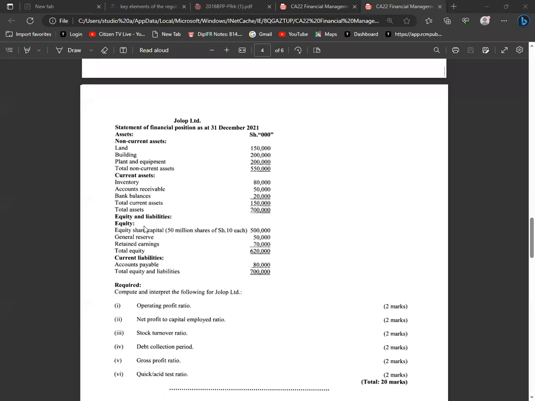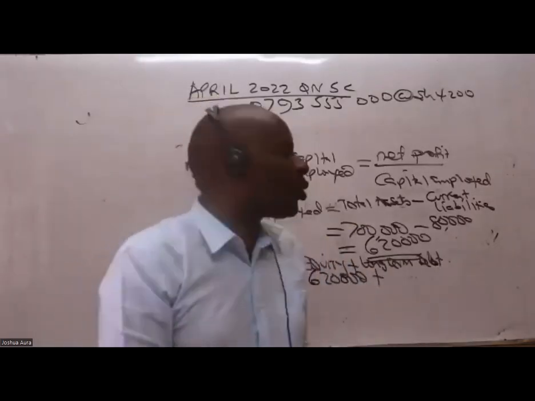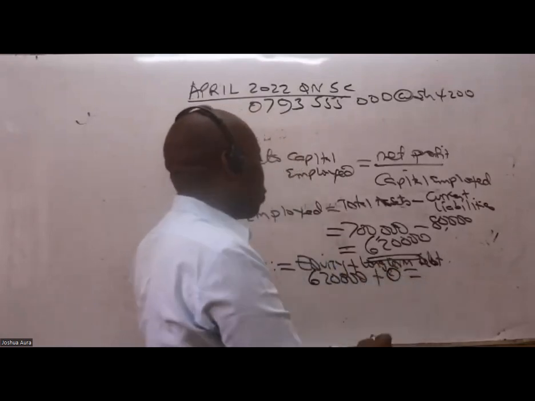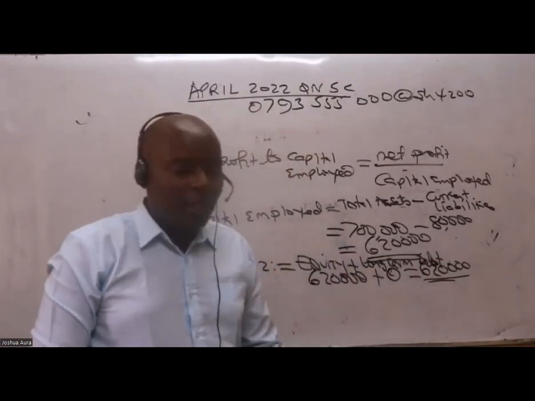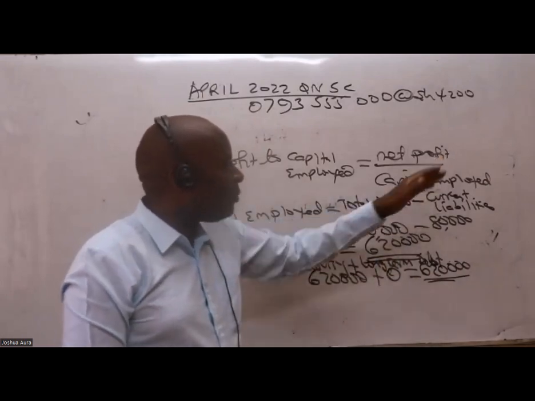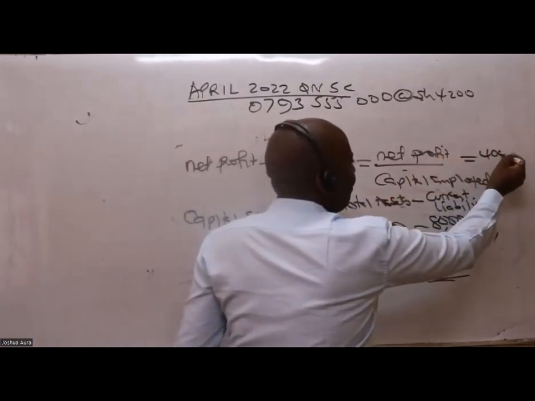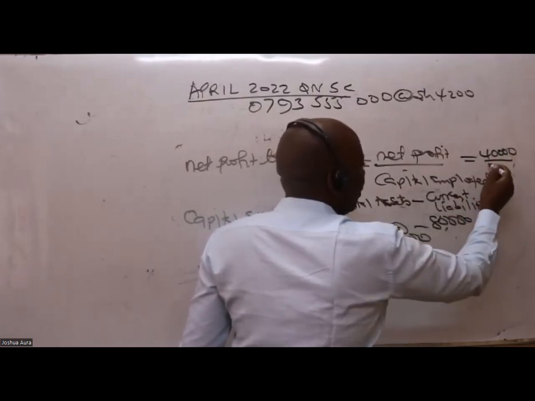When I come to my statement of financial position, I can see equity. Total equity is 620,000, plus any long-term liability. Going to liabilities, we don't have any long-term liability. After equity, they went straight to current liabilities. So the long-term liability here is 0. When I add the two, I get capital employed as 620,000, which agrees with the first method. Now we can get back to this. The net profit of the company is 40,000 over capital employed, which is 620,000.